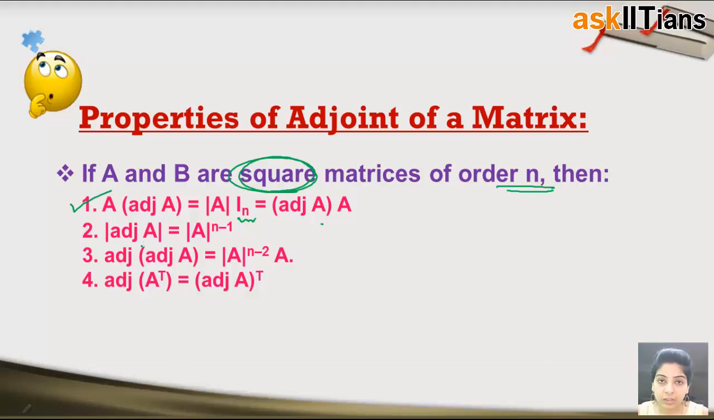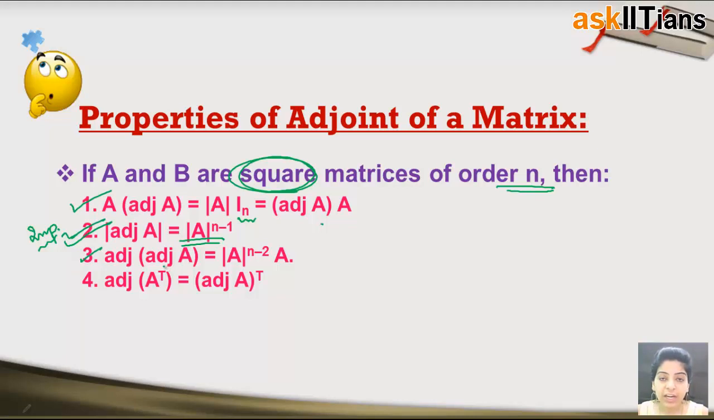Second property says determinant of adjoint of A is equal to determinant of A raised to n minus 1, where the order of matrix A is n, right? This property is important. You can use it in questions directly. If you have to find out the determinant of adjoint A, what you can do is you can directly compute the determinant of A raised to the power n minus 1. Instead of finding the adjoint, you can directly compute this value, because we know as per this property that these two values are always equal.